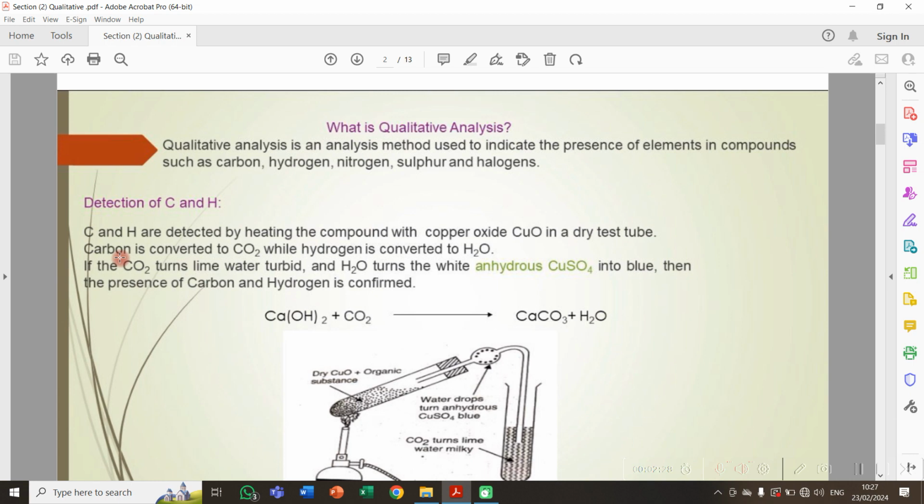We heat the compound with copper oxide, carbon is converted to carbon dioxide, and the action of carbon dioxide on lime water gives turbidity. So turbidity indicates the presence of carbon in my compound.